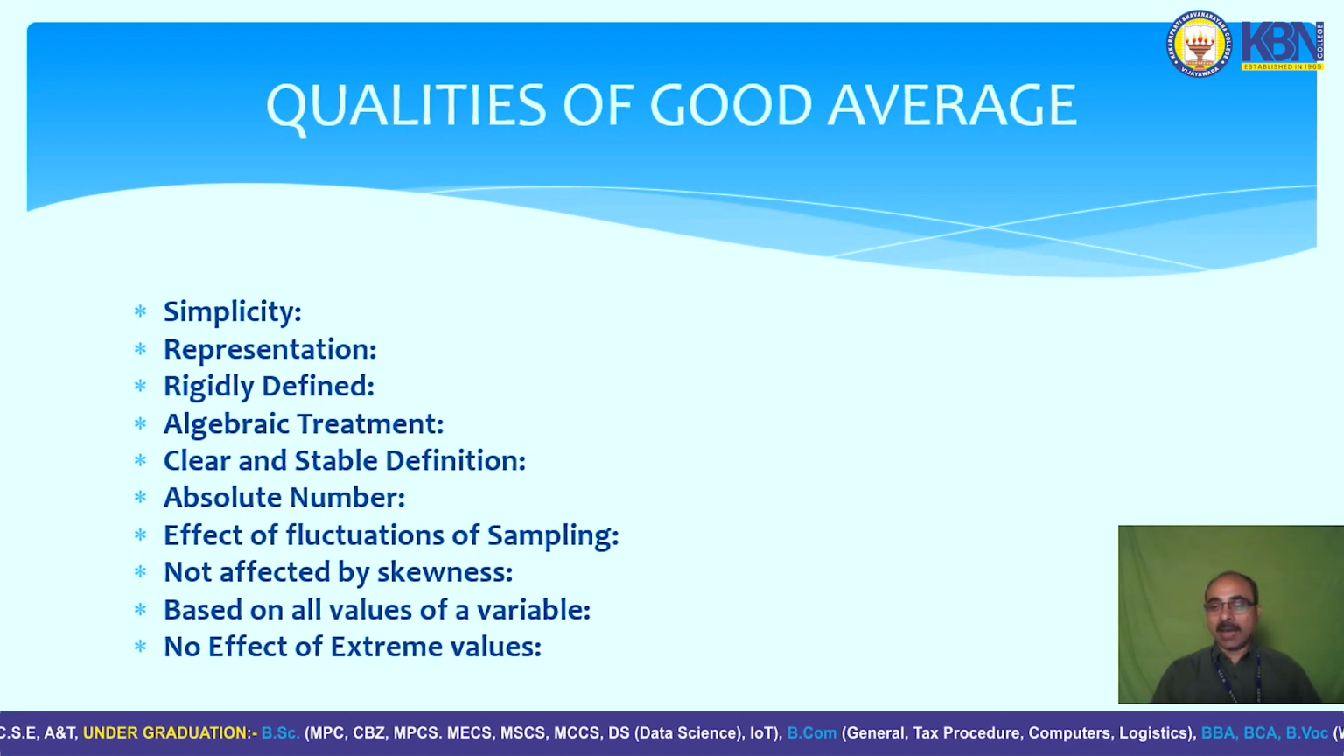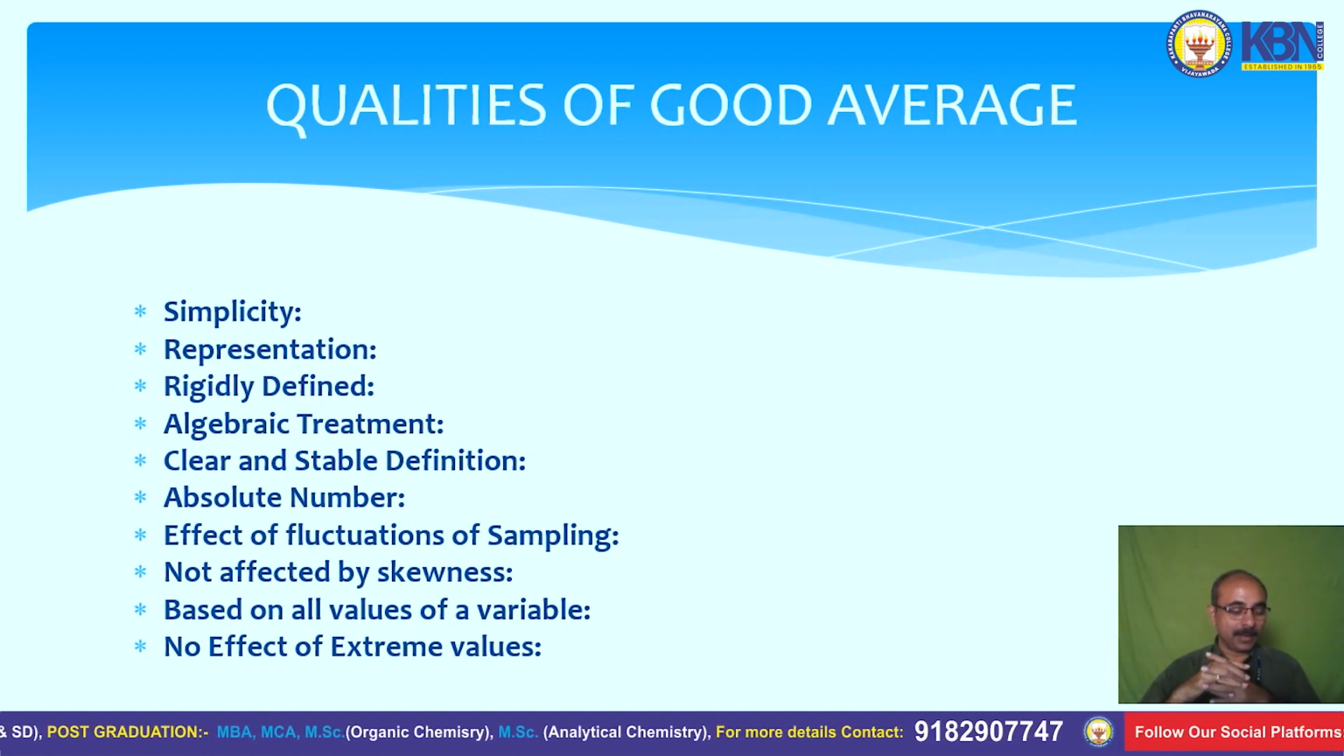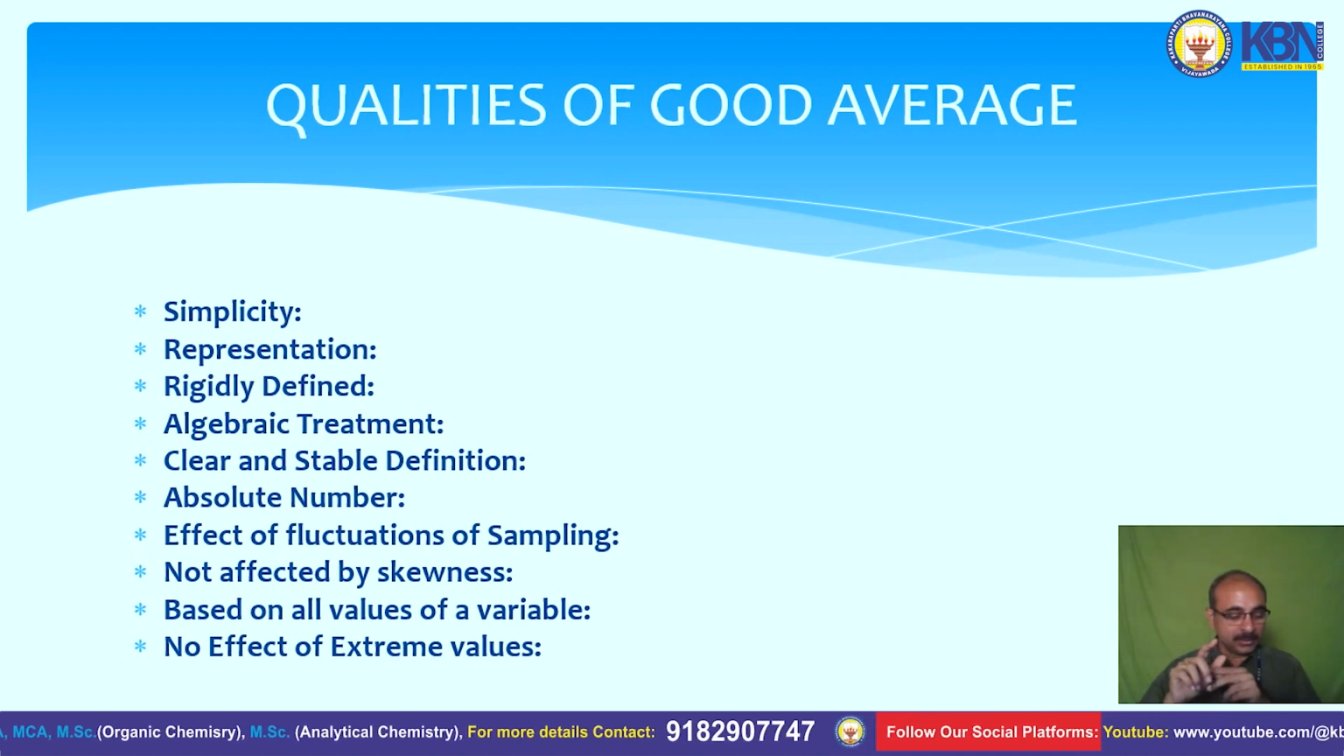That means the calculation of average must be very simple. The fundamental feature of an average is that it should easily be calculated and simple to be followed. Second one is representation. While computing the average, the entire data must be taken into consideration. Total data. The average must and should represent the entire mass of data.